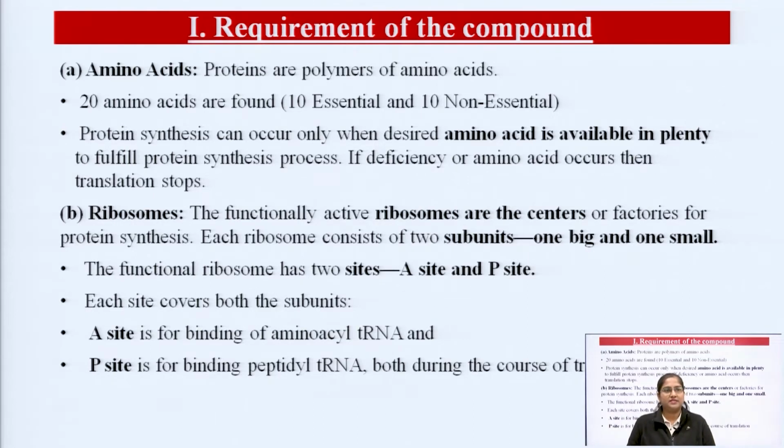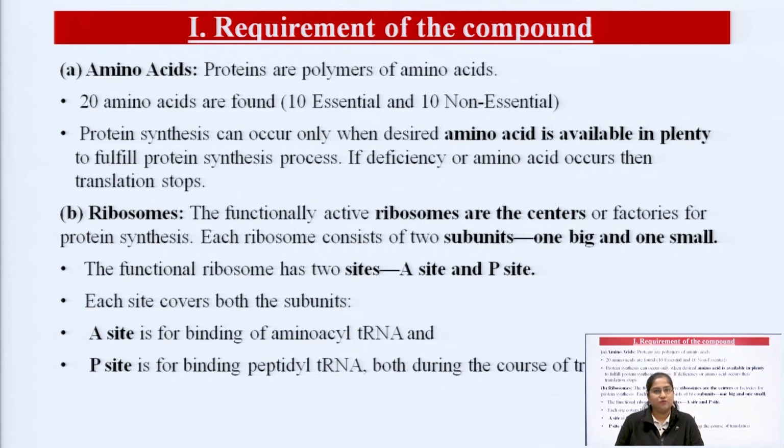Protein synthesis can occur only when the desired amino acids are available in plenty to fulfill the protein synthesis. If there is any deficiency of amino acids, protein synthesis will not occur. So, it is a very important step that we need to understand. For protein synthesis, our body requires each and every amino acid that is going to be used for the process. If there is any deficiency in that amino acid, the process will not be fulfilled.